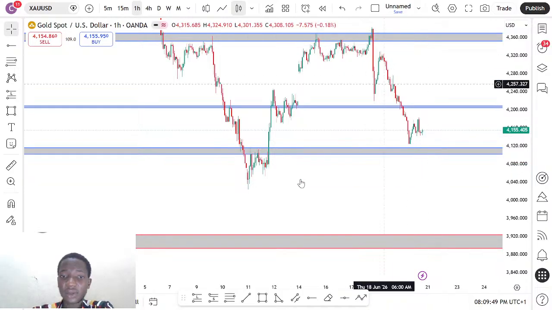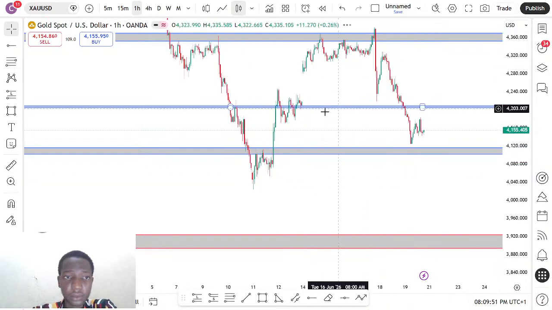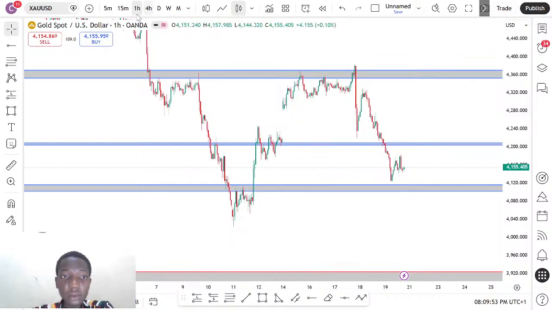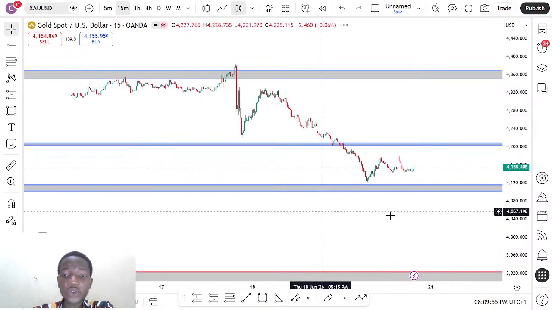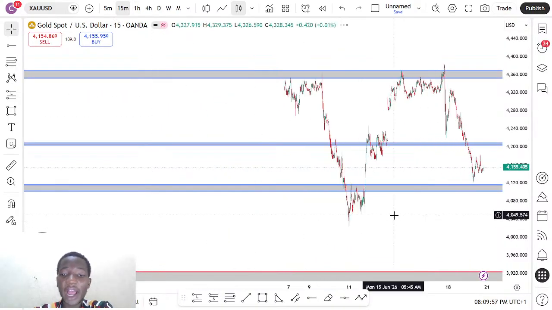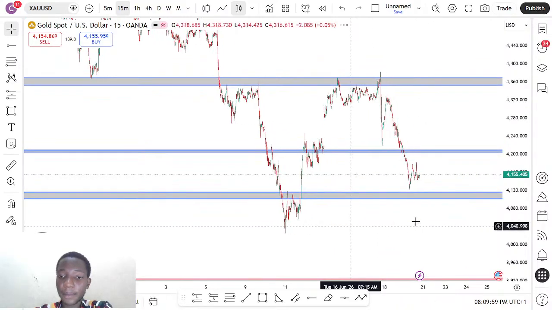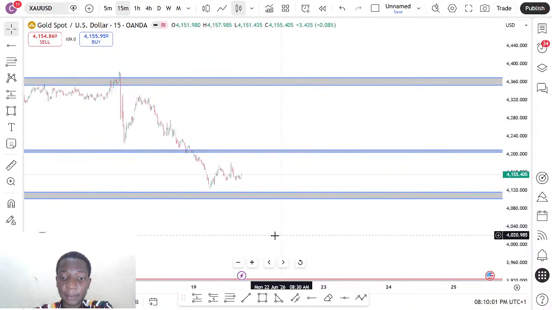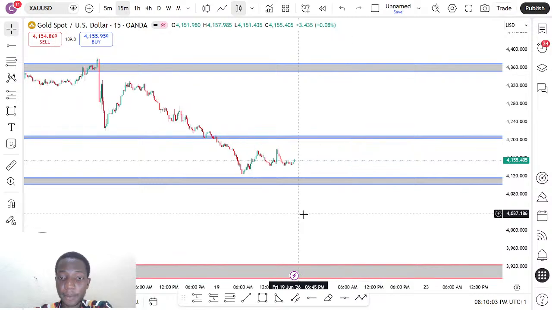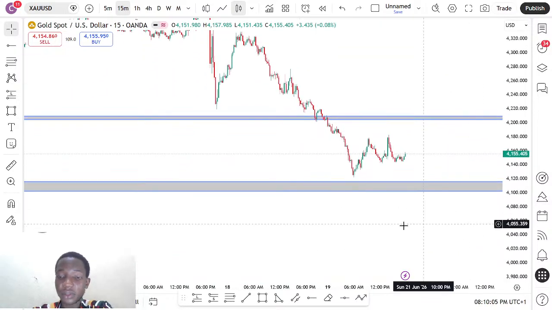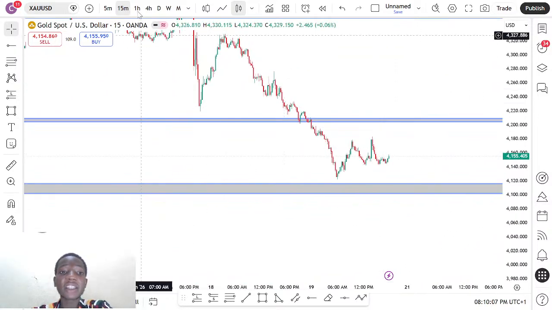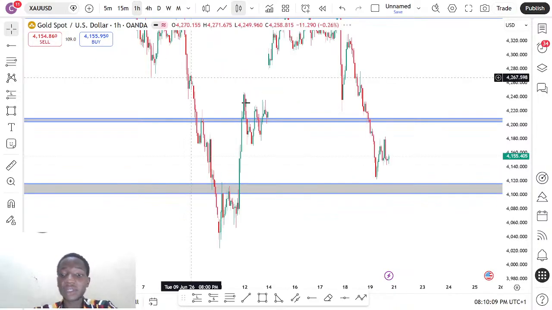Let me just move that one below there. So the only reason why I will buy this gold is if the market opens, and before I buy this, it's on the 1 hour time frame that I will take this buy from.